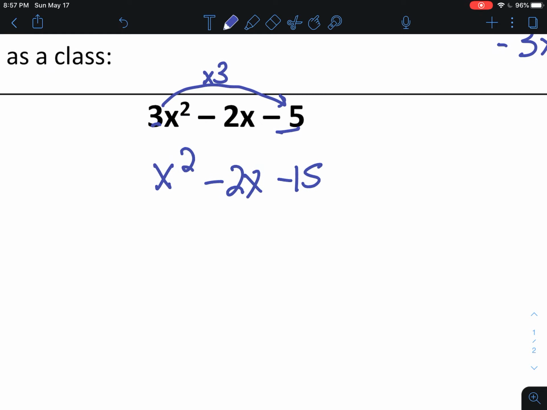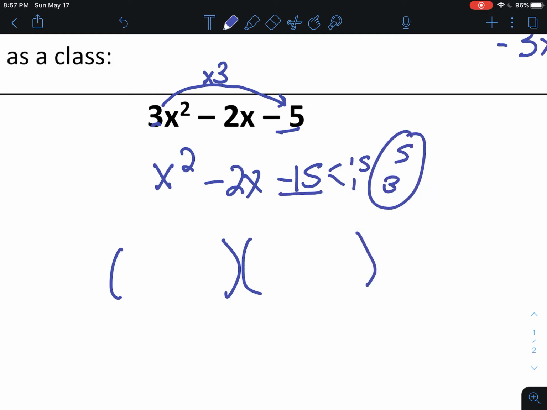And then we're just going to factor like normal. There should be a way that this would factor out. So 15 is 1 and 15, 3 and 5. Well, it looks like 3 and 5 are going to make negative 2, right? So we need negative 5, positive 3, 2x is here.